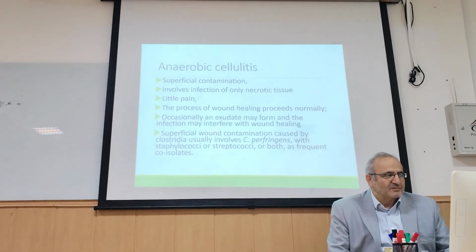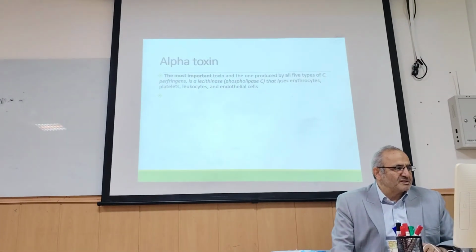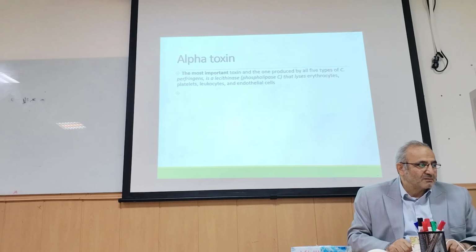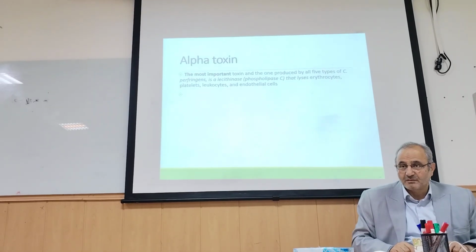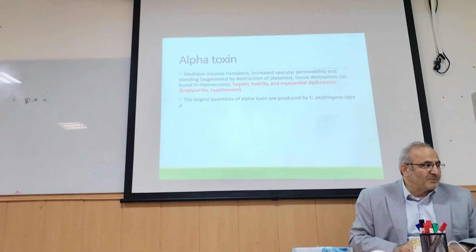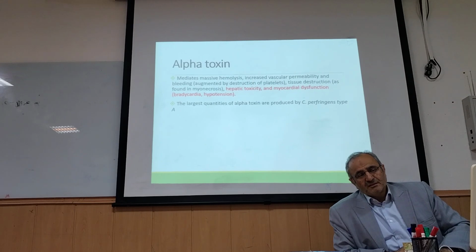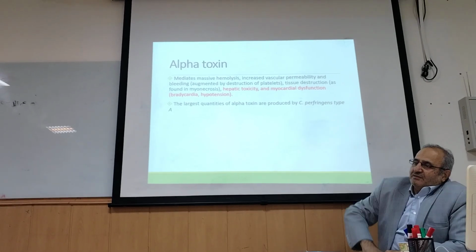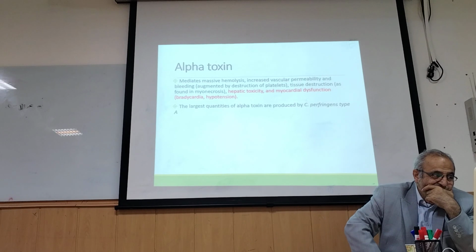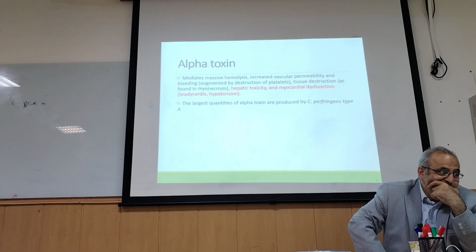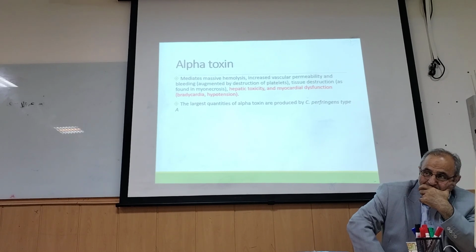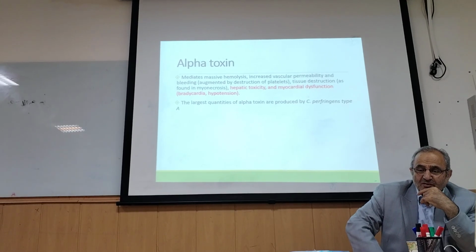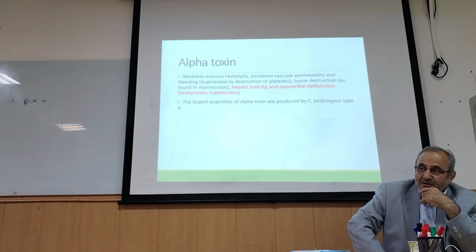Read it yourself. I want to talk about alpha toxin. What is alpha toxin? It's the toxin which destroys the lipid membrane of the cell and causes cell lysis. What about other consequences of alpha toxin? Hepatic toxicity, which means the liver becomes toxic. Myocardial dysfunction, so someone may get a heart attack, bradycardia, and hypotension. So alpha toxin also causes disease in the heart and liver.